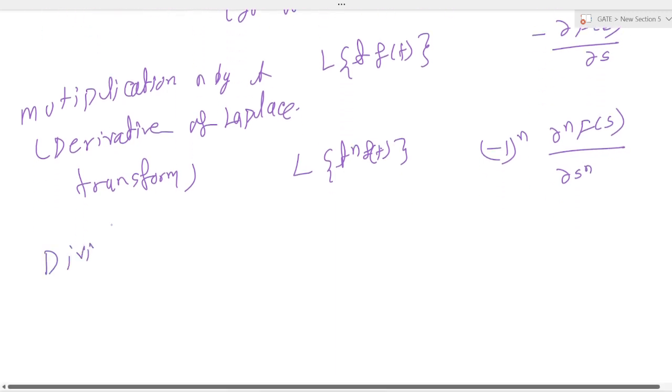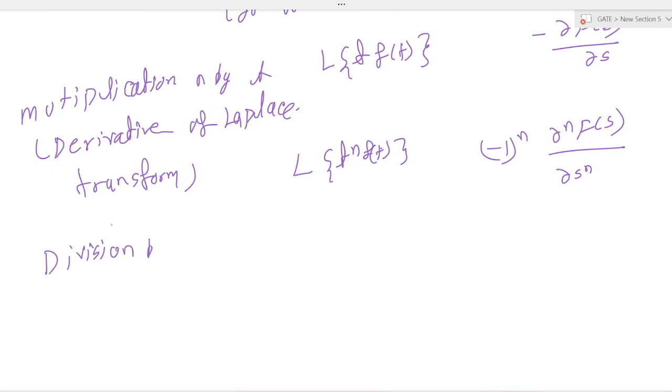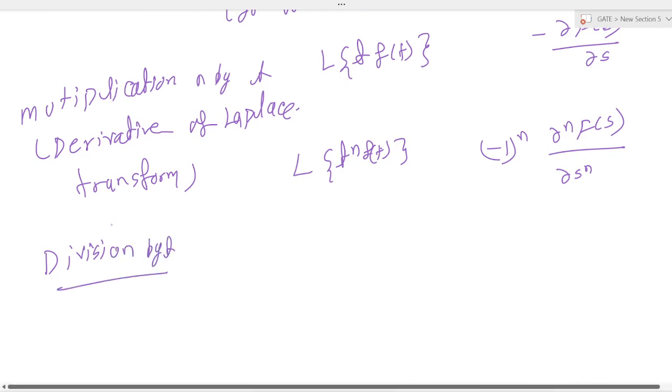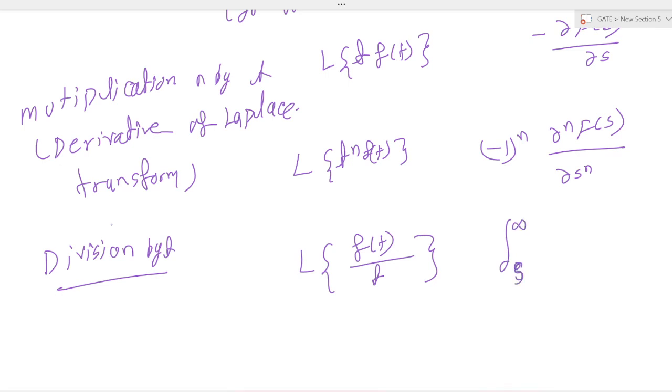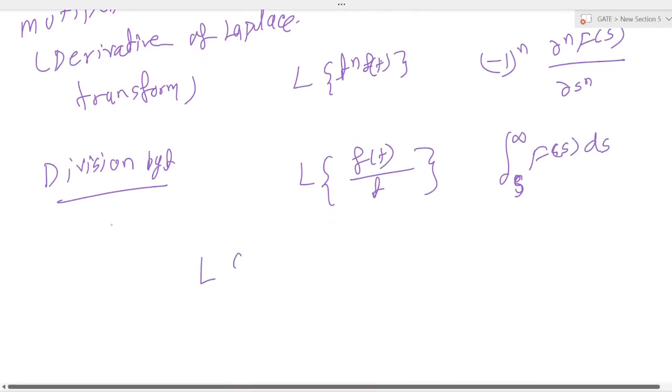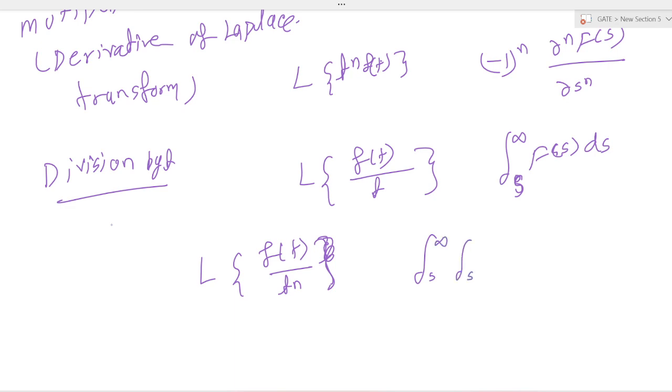Next, division by t. L{f(t) by t} is equal to the integral from s to infinity of F(s) ds. And next, L{f(t) by t^n} is equal to the integral from s to infinity, repeated n times, of F(s) ds, ds, up to ds.